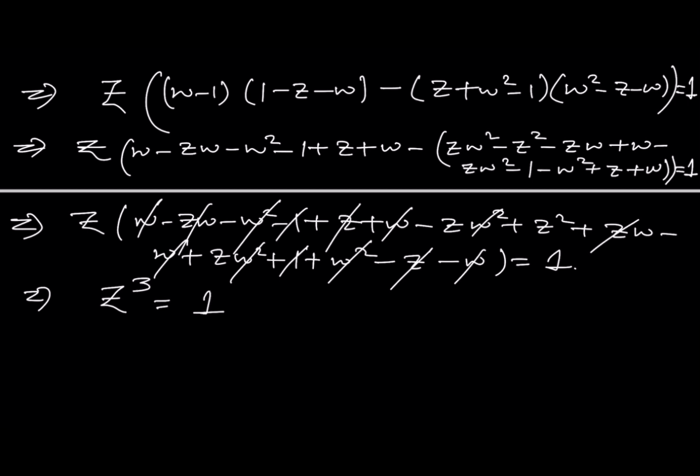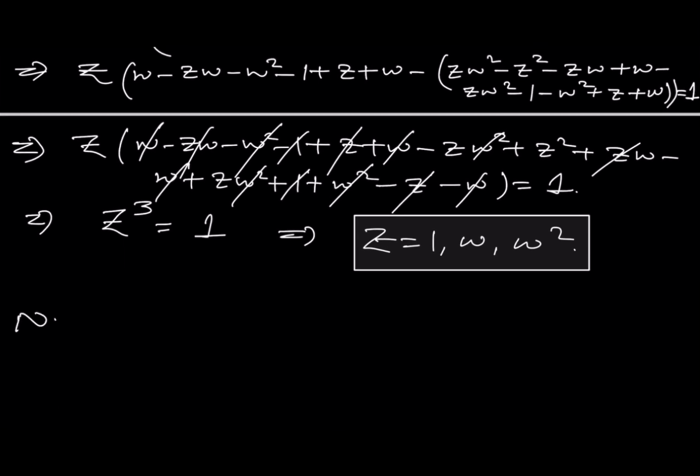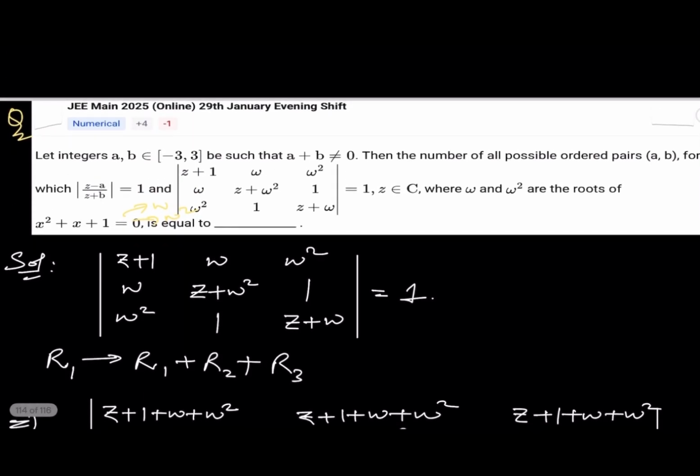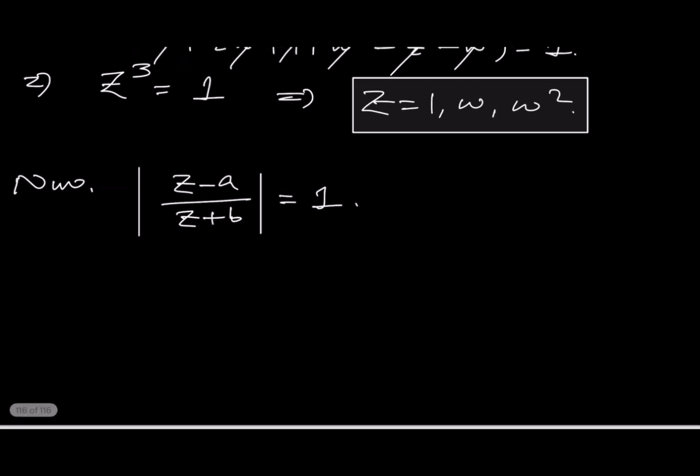So if z cube is equal to 1, then z is equal to 1, omega and omega square, right? Now I have the information for z. Now come to the next information, which is mod of (z minus a) upon (z plus b) is equal to 1. Mod of (z minus a) upon (z plus b) is equal to 1 gives you mod of z minus a is equal to mod of z plus b, right?